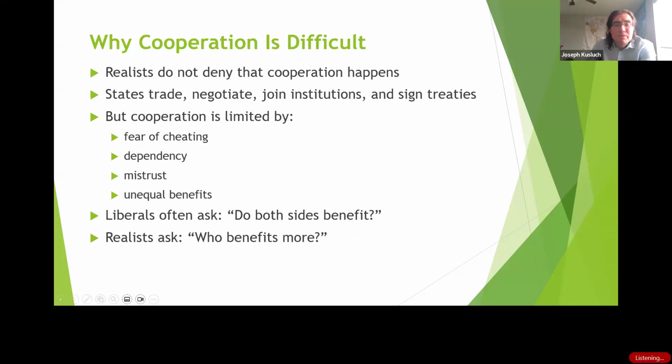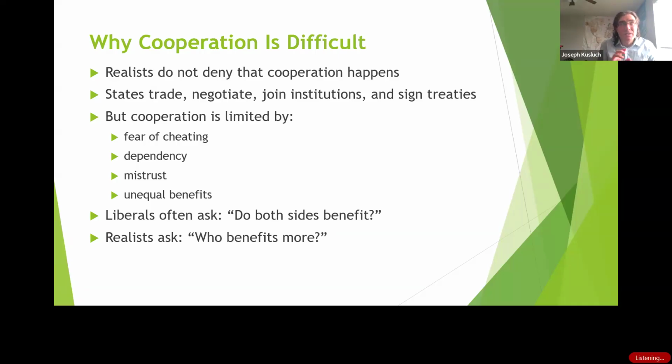So another major realist claim concerns cooperation. Remember, with liberal internationalism, liberalism, we talked a lot about cooperation. Realists do not deny that cooperation happens. States trade, negotiate, sign treaties, join institutions, and work together on common problems. But realists argue that cooperation is difficult because states worry about dependency, they worry that the other side is cheating, and they worry about unequal benefits.